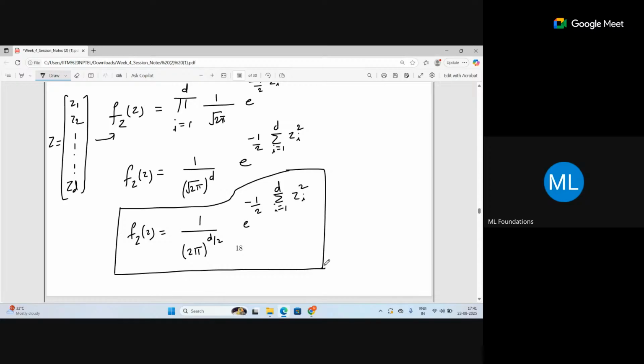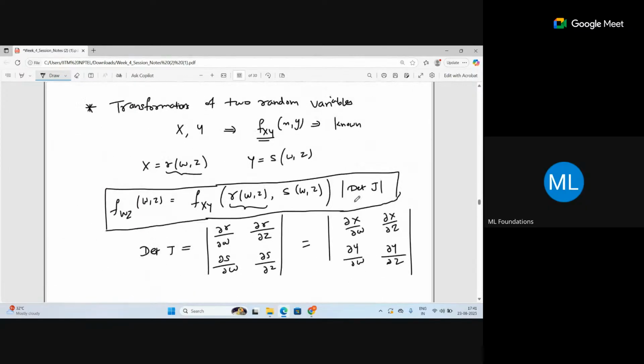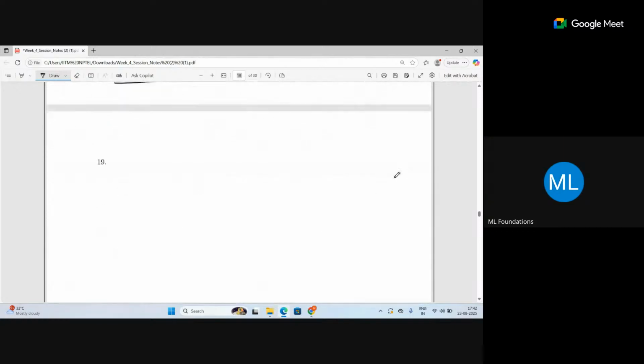This is what the multivariate normal density looks like if all of these z1 to zd are independent of each other. Just remember this, the second formula we have seen right now. This was the first one, and we will use these two formulas later on while seeing this derivation related to the simple linear transform of 2D normal.